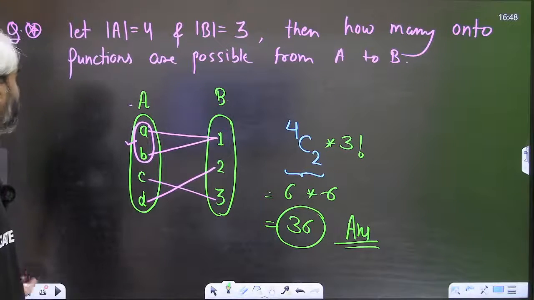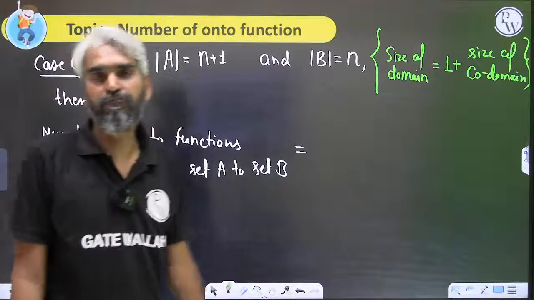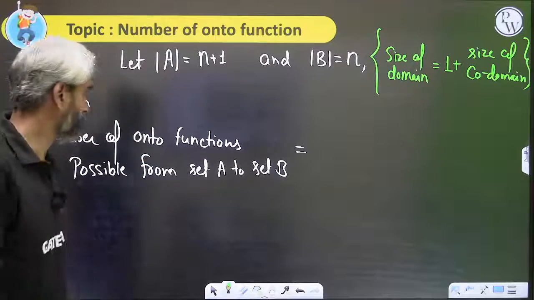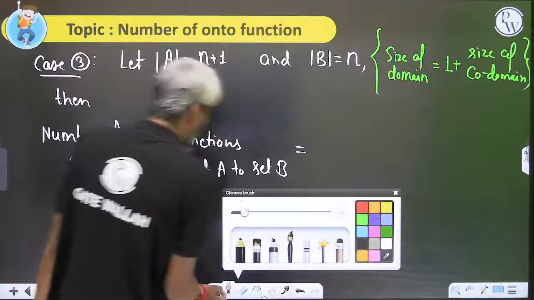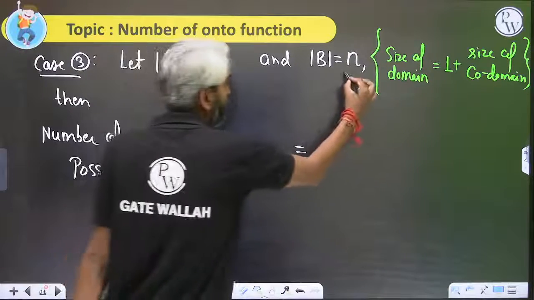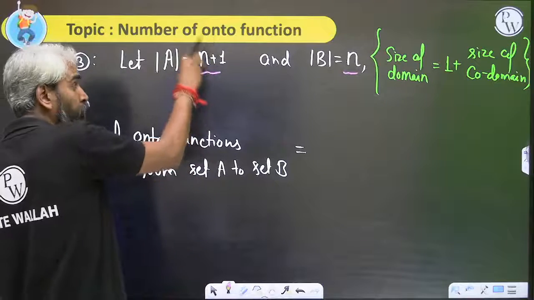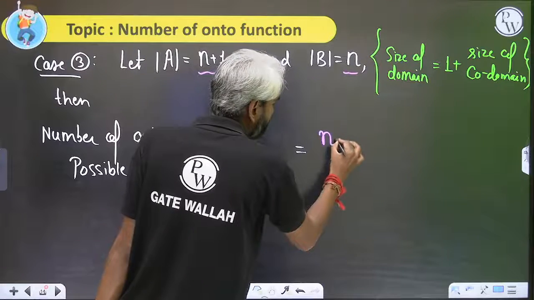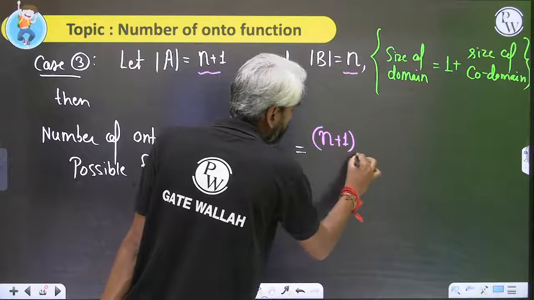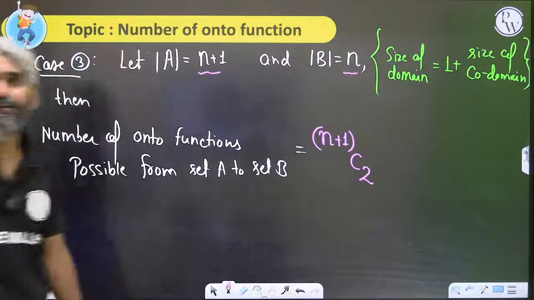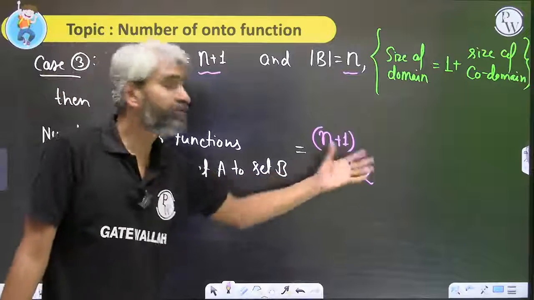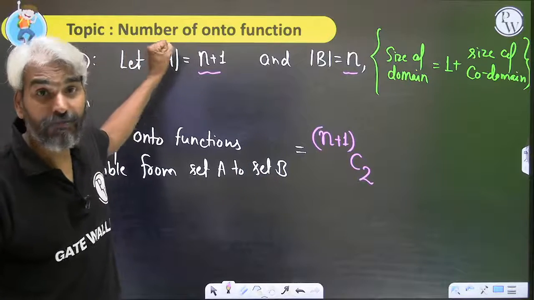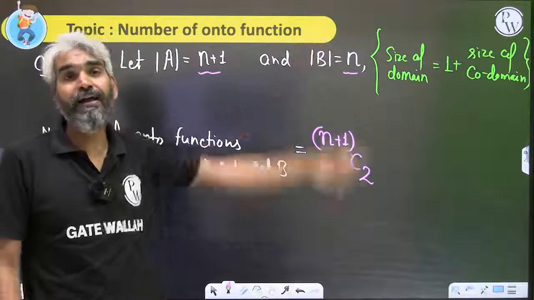Okay, now let us generalize this for any value of mod A and mod B, such that mod A is 1 more than the size of mod B. So what's the scenario? If the cardinality of set A is n plus 1 and the cardinality of set B is n, then we know that exactly 2 elements out of these n plus 1 elements will map with the same element of set B. Out of n plus 1 elements, we can choose 2 elements in n plus 1 C2 ways, and if we combine those 2 elements, then effectively in set A there will be n elements and there are already n elements in set B.